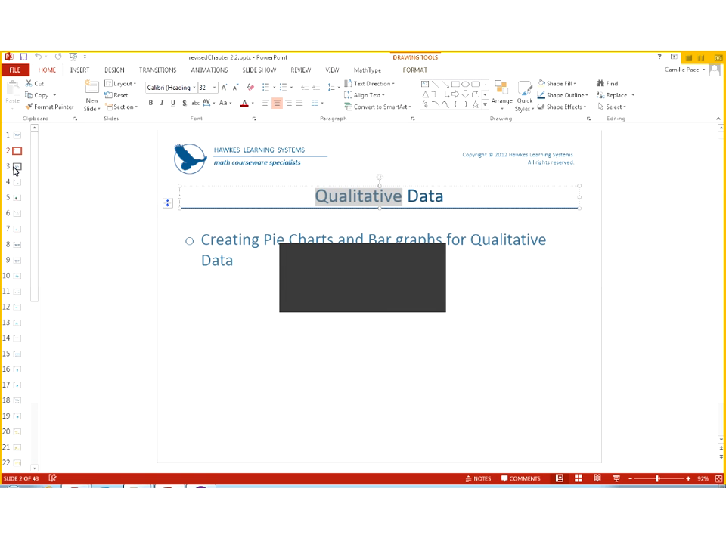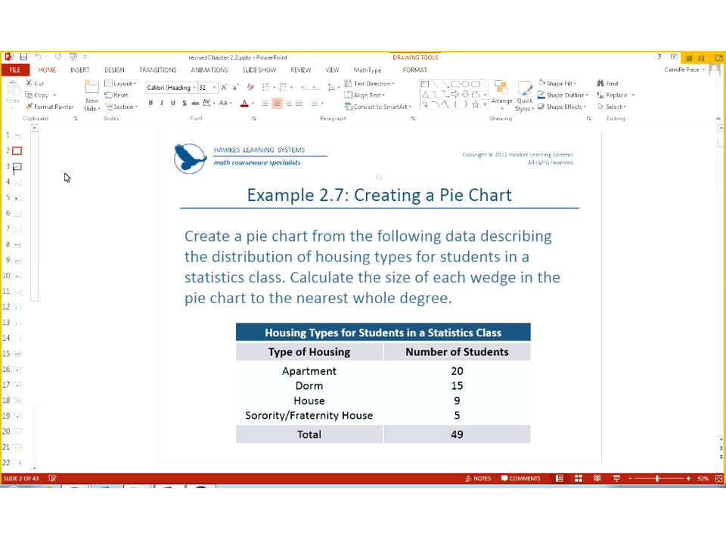Hello, we're going to look at Chapter 2.2, Qualitative Data, and exactly making graphs for qualitative data. So let's talk about what qualitative data is again. Remember, qualitative data is data that is in categories, and it usually has names or some kind of ordinal value. So let's look at an example of what we can do with qualitative data.